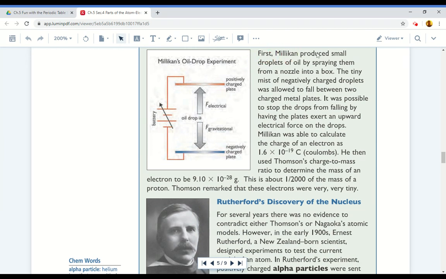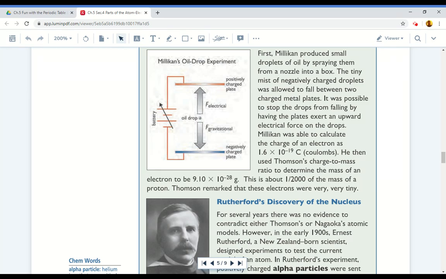First, Millikan produced small droplets of oil by spraying them from a nozzle into a box. The tiny mist of negatively charged droplets was allowed to fall between two charged metal plates. It was possible to stop the drops from falling by having the plates exert an upward electrical force on the drops.